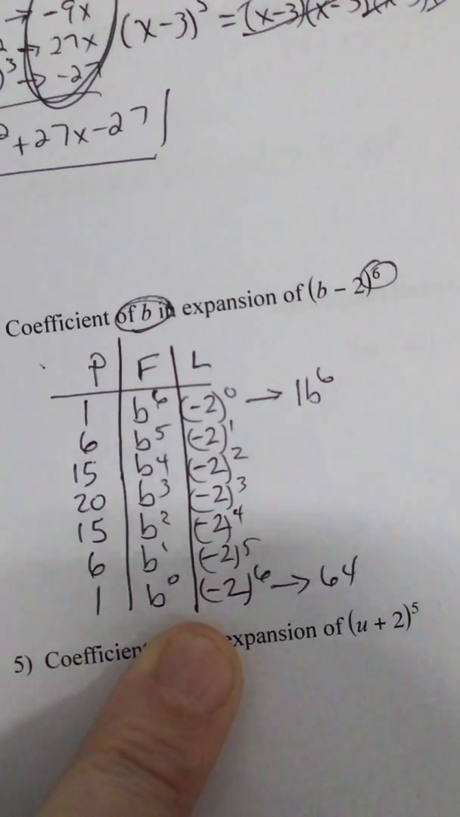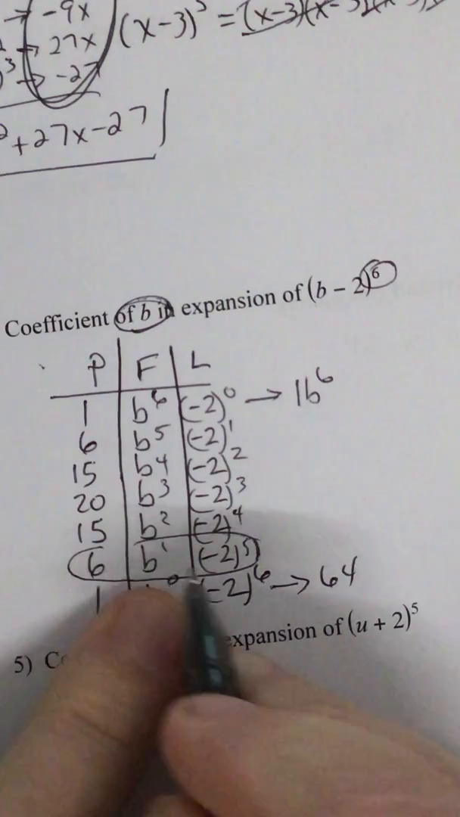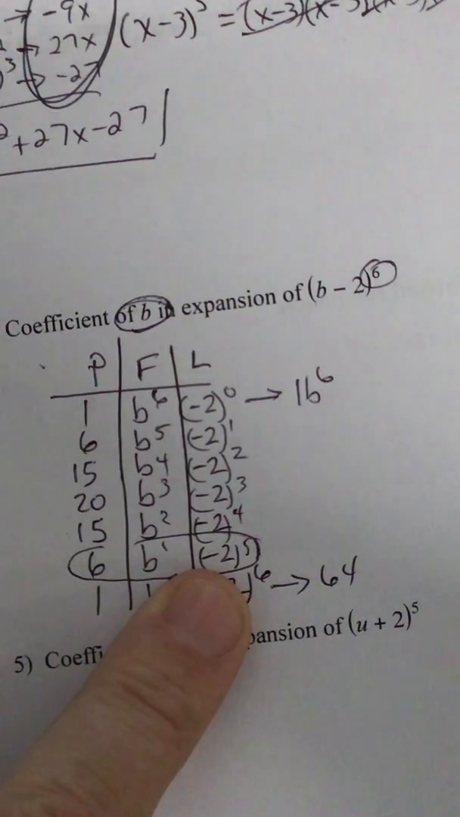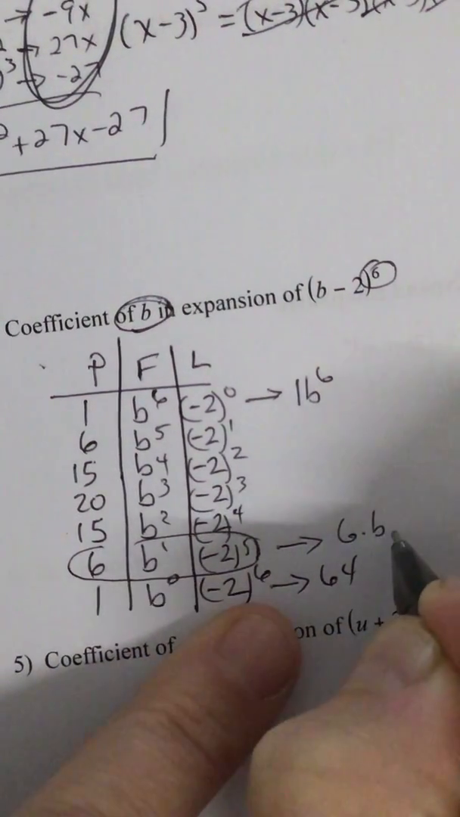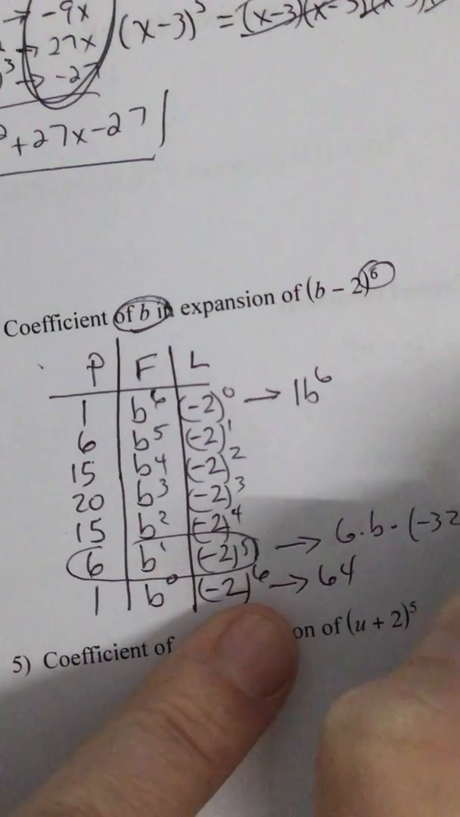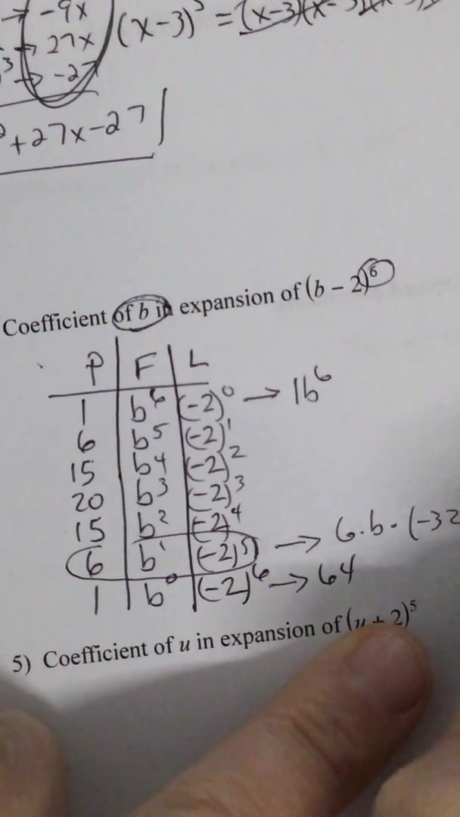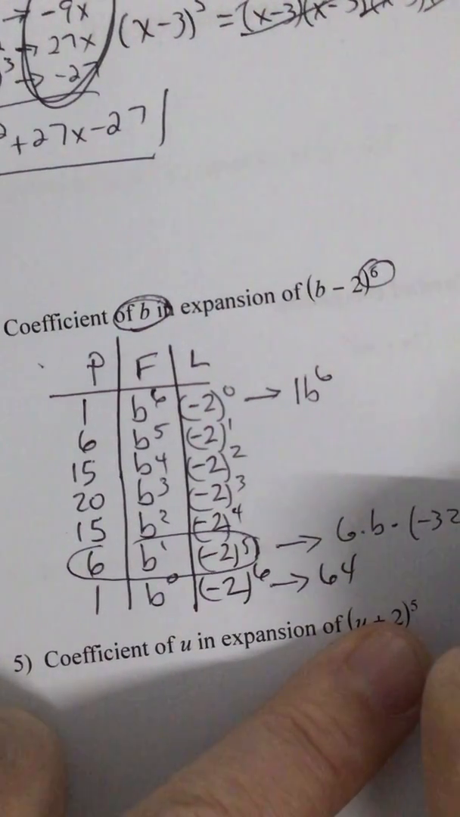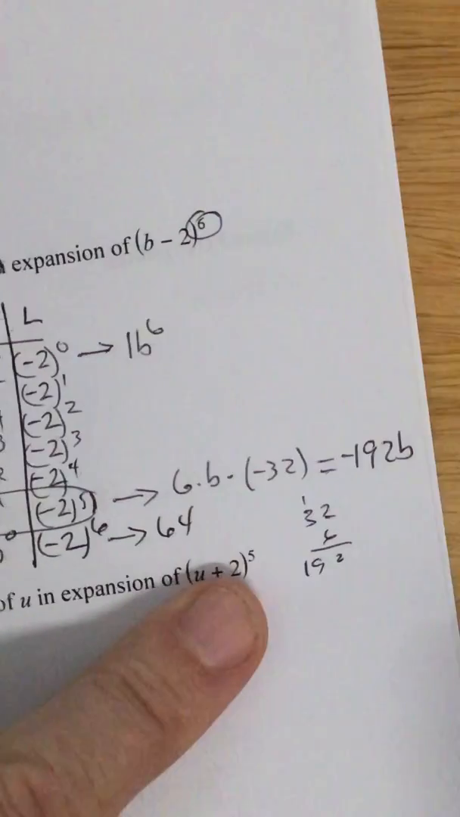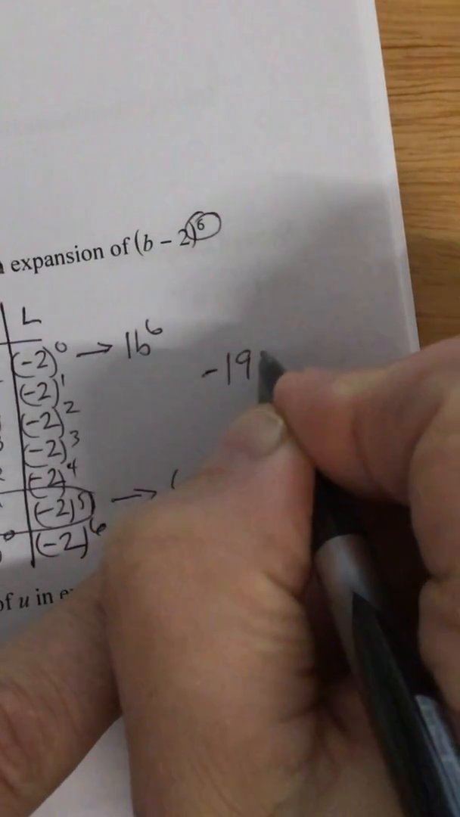Negative 2 times negative 2. They want this one. This is going to be 6 times b. 2 times 2 is 4, times 2 is 8, times 2 is 16, times 2 is 32. So this one ends up being 6 times b times negative 32. So whatever 32 times 6 is, 192. So it's negative 192b. So the coefficient of that one is negative 192.